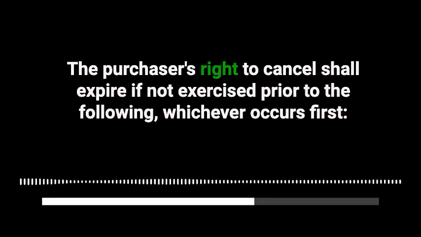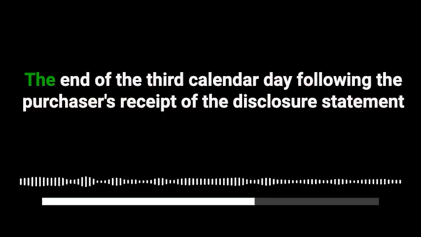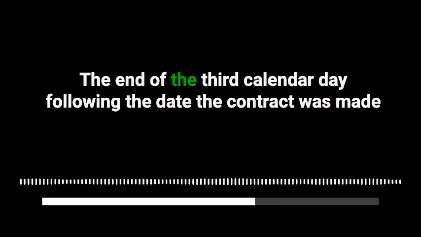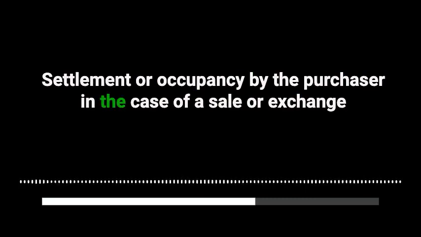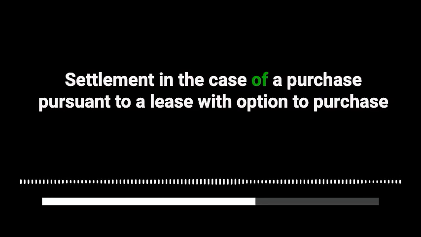The purchaser's right to cancel shall expire if not exercised prior to the following, whichever occurs first: the end of the third calendar day following the purchaser's receipt of the disclosure statement, the end of the third calendar day following the date the contract was made, settlement or occupancy by the purchaser in the case of a sale or exchange, settlement in the case of a purchase pursuant to a lease with option to purchase.